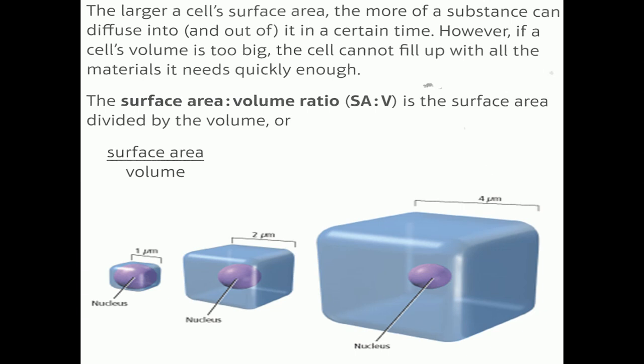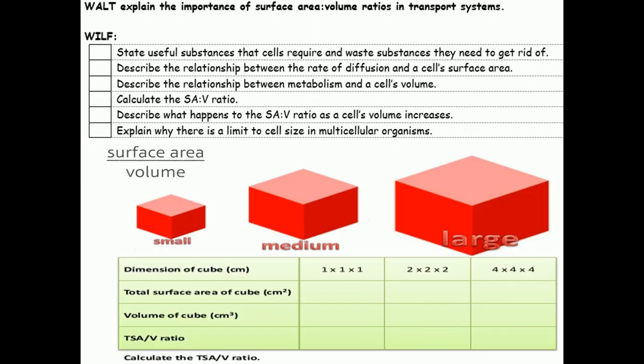Now the surface area to volume ratio is calculated by surface area divided by volume. So here we've got an example of three different types of cells. You've got a small, medium and large cell with different dimensions. To work out the surface area, because this is a cube, that means it's 6 times 1 times 1. And then for the 2 times 2 times 2 block, it's 6 times 2 times 2, which is 24. And then we've got 6 times 4 times 4, 96.